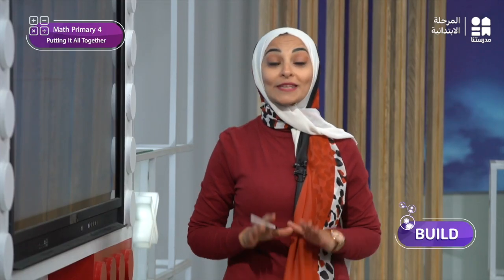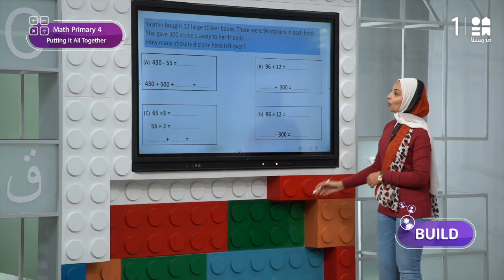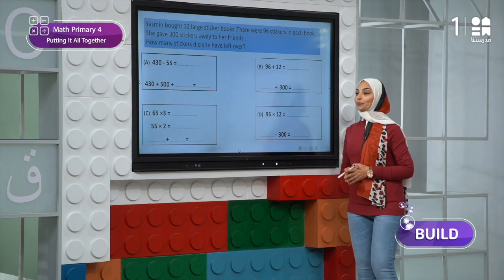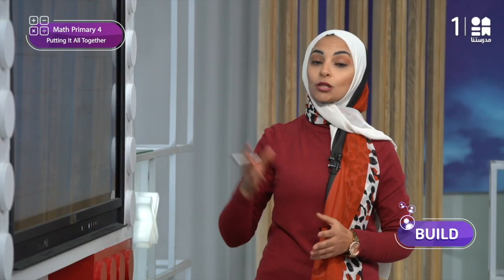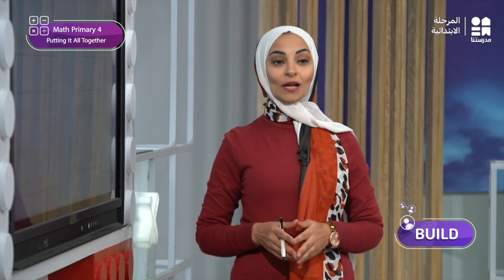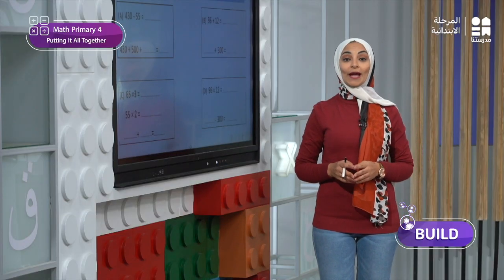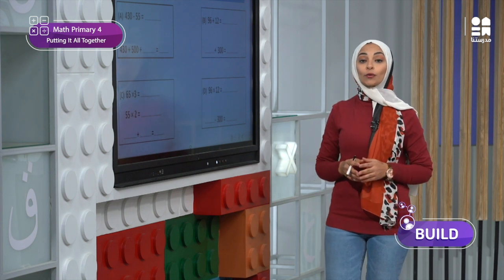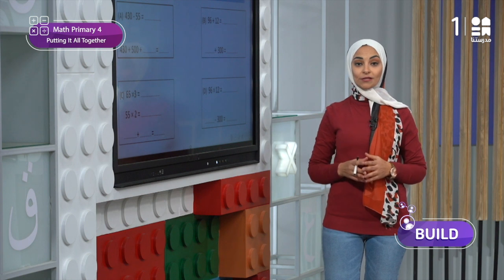Now you can apply the same steps to the next problem. Let's see the next problem. Okay, this is problem number 2. From our reading, we will know that Yasmin bought 12 sheets of stickers. Each sheet contains 96 stickers. She gave her friends 300 stickers and we are required to calculate the remaining stickers.